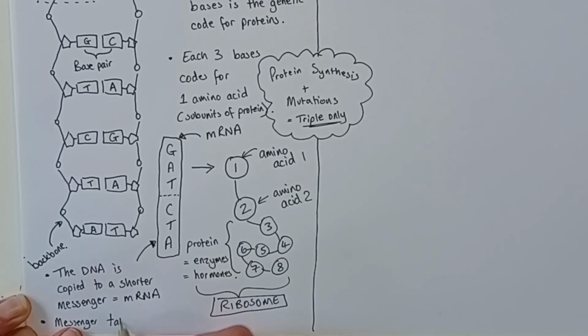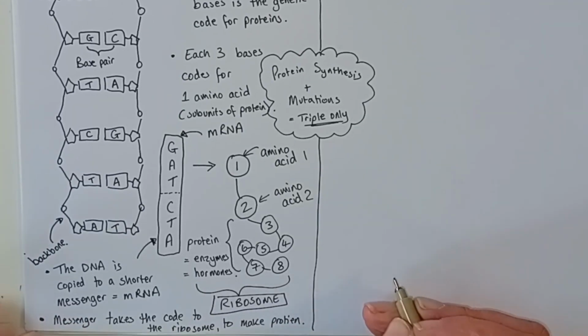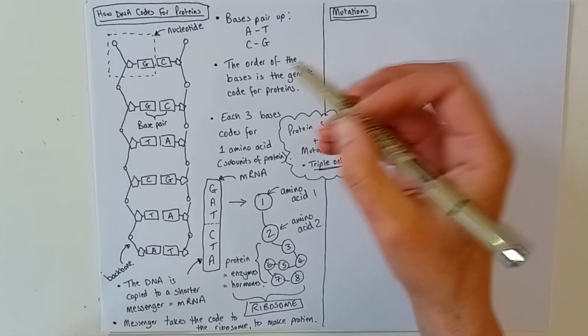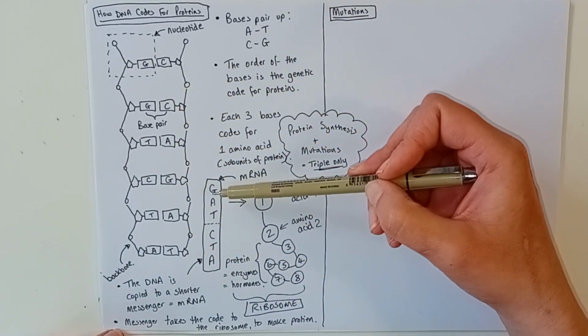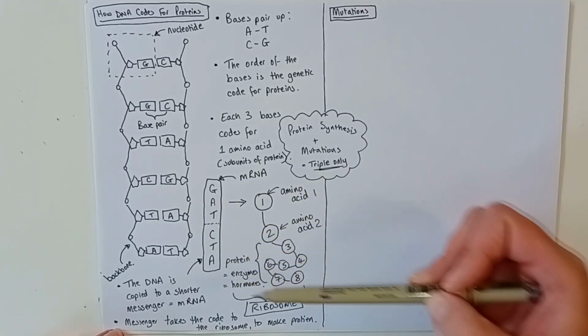So the messenger takes the code to the ribosome to make the protein. So that's when DNA works, when the genetic sequence is right, the mRNA is right, and the amino acids are right, and the protein is right.